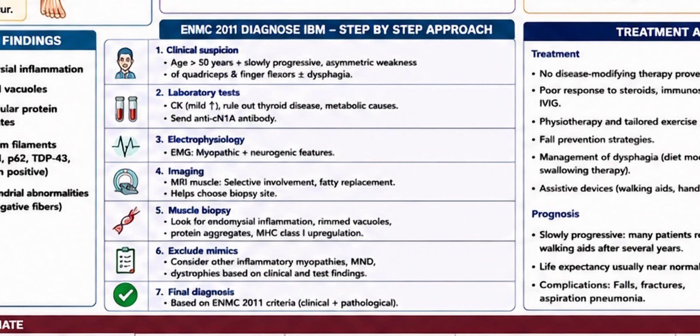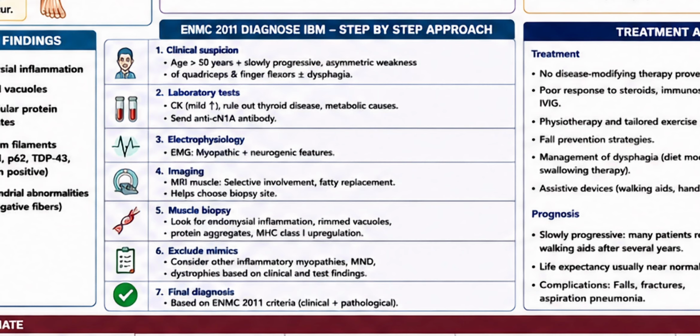Patients commonly report difficulty climbing stairs, rising from a chair, frequent falls, and impaired grip strength. Dysphagia is also common and may be an early feature. Laboratory evaluation typically reveals normal or mildly elevated CK levels. The presence of anti-CN1A antibodies can support the diagnosis but is not required.